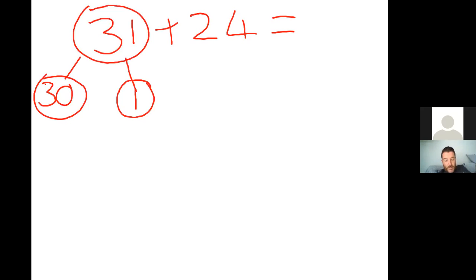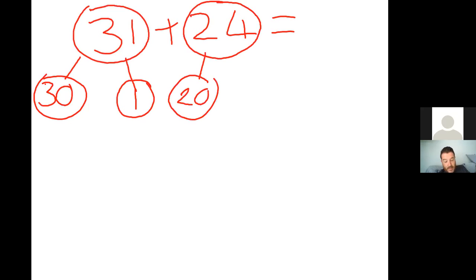Now in 24, we can partition that up as well. So 24 is made up of 20, because that's 2 tens. That's what that 2 means. And 4 ones. Now we've got this in place, we can use these parts, and you might be able to do this mentally without actually making the part whole models for it, and that's fine if you can. We're going to work out how we can solve this problem. Now we need to do it in 3 steps.